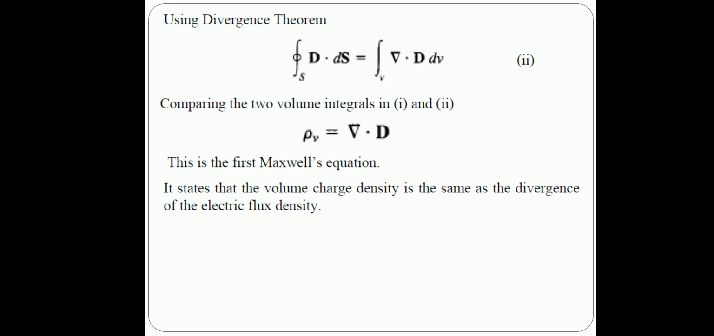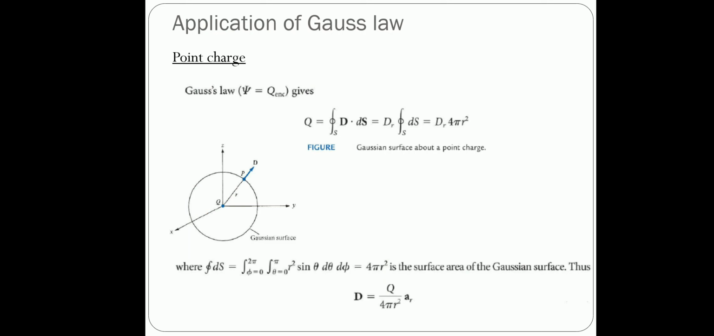So on both sides we have a volume integral, that is the volume integral of rho v dv equal to the volume integral of del dot D dv. So we can equate rho v equal to del dot D, and this equation is called Maxwell's first equation in point form. According to this equation, if you find the divergence of the electric flux density, you can easily find the volume charge density. Next we need to see different applications of Gauss law. We can see this later.